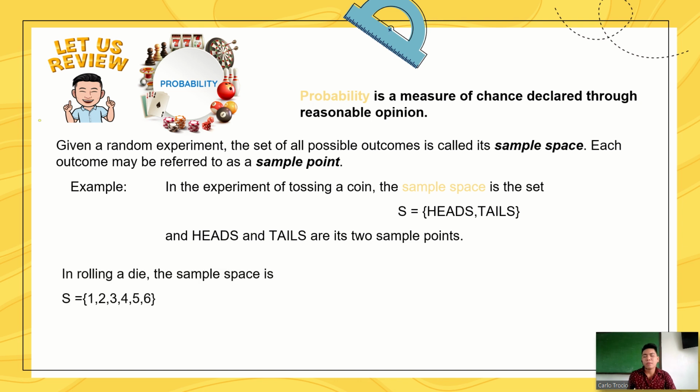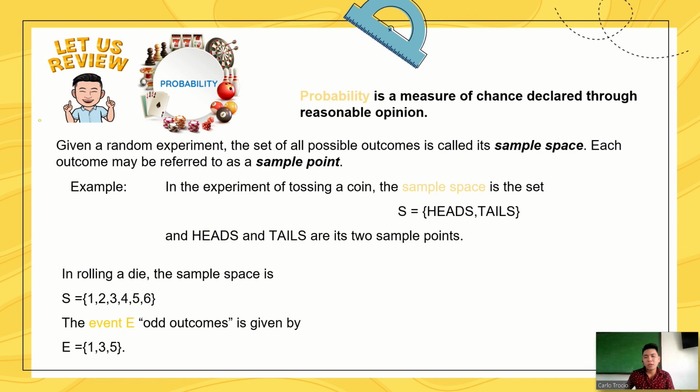We also have another example, rolling a die. We know that a die has 6 faces, so the sample space is S = {1, 2, 3, 4, 5, 6}. That is rolling a die. And then we also have another term here, the event, denoted with the letter E.